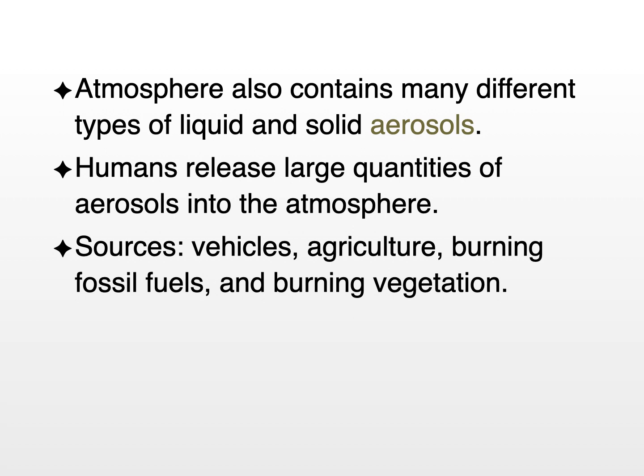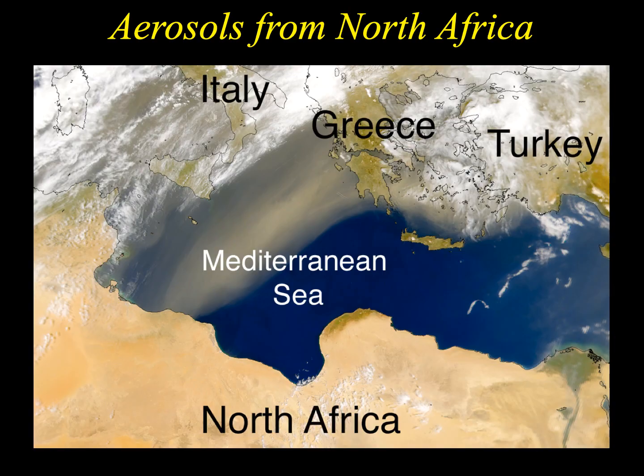Now, not all aerosols are the result of human activities. There are some aerosols that are produced naturally. For example, dust coming from desert areas, or pollen is another natural aerosol that enters into the atmosphere. The following slide shows aerosols from North Africa, from desert regions, blowing over the Mediterranean Sea into Italy, Greece, and Turkey, and they're moving with an air mass.